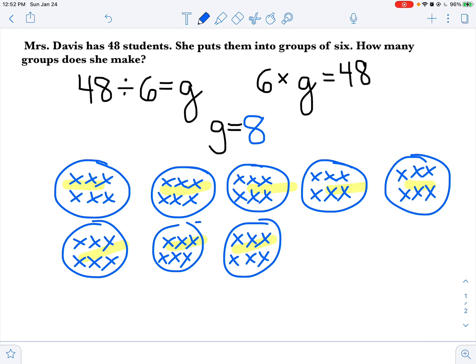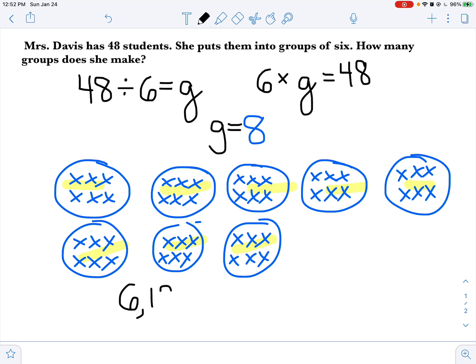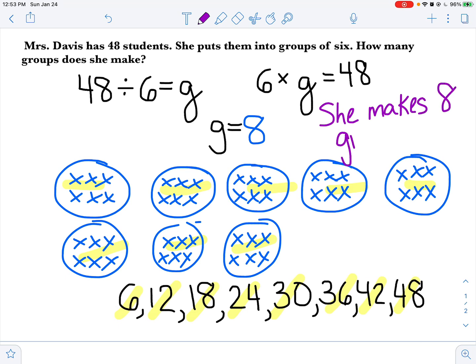Maybe I would try skip counting. That might be less time. So I could go 6, 12. 12 plus 6 is 18. Plus 6, give 2 to the 18, make it 20, and have 4 left. Use your strategies. Try not to count with your fingers. 36, 42, 48. That went a lot faster. Then I can count how many groups. 1, 2, 3, 4, 5, 6, 7, 8 groups. Then I would write my statement, which is, how many groups does she make? She makes 8 groups. Okay?